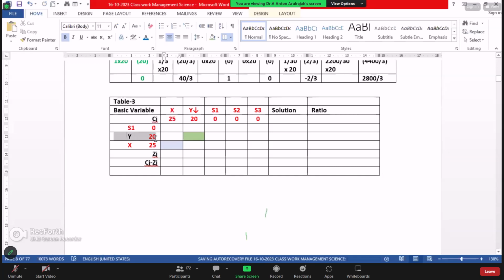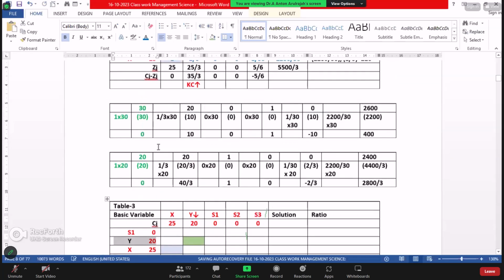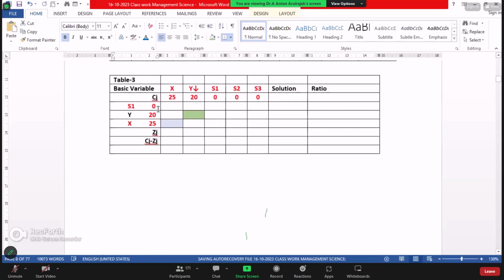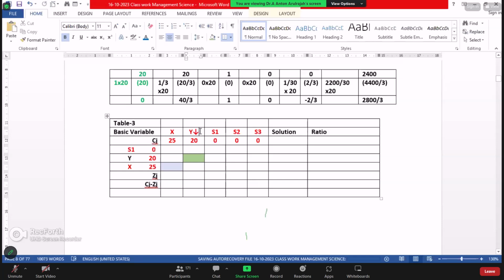That's it. I have inserted a new entering variable because this one is leaving. In that place, Y is entering. So Y20 is entering, right? S2 is leaving, right? That we have done, right?